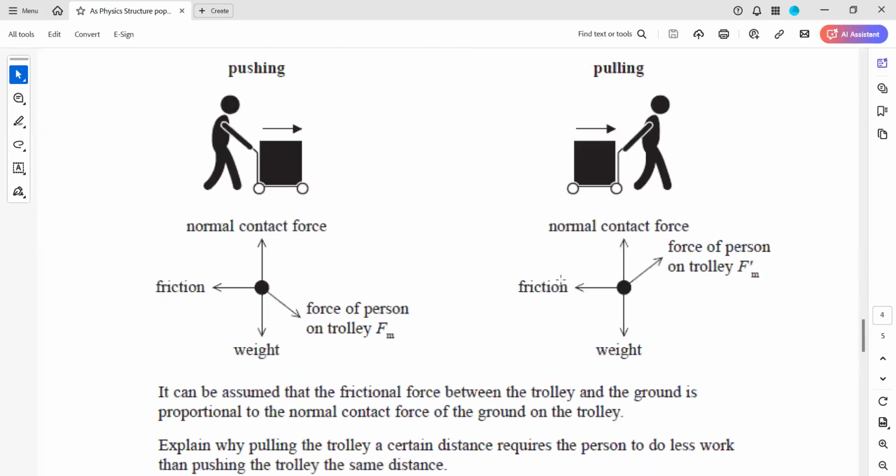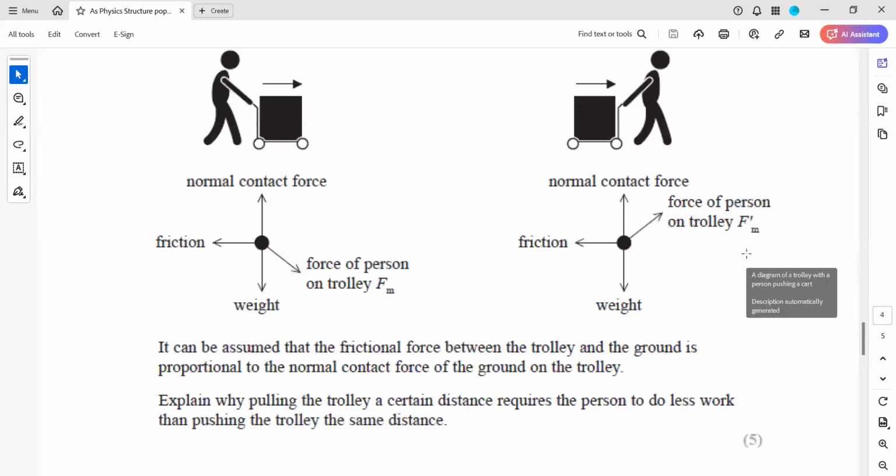In the question: explain why pulling a trolley a certain distance requires a person to do less work than pushing it the same distance. So when a person is pulling, the force of the person on the trolley, these are the contact forces given.